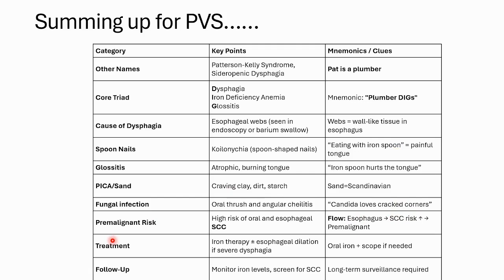And talking about treatment of Plummer-Vinson syndrome, we try to do the iron therapy. If esophageal dilation is required, we do that if there are severe cases of dysphagia, and we monitor the iron level. And the main thing is we need to screen for squamous cell carcinoma, in which long-term surveillance is required.